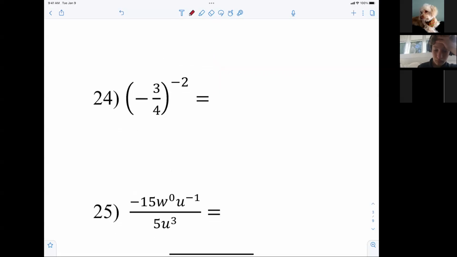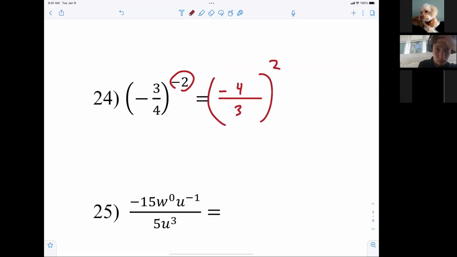Can you do 24? All right. Everything is to the -2, so you just take the reciprocal. -4 over 3 squared. Now you square, because we're squaring, it becomes positive. 16 over 9. Now, should you miss this, is there any chance you're going to miss this tomorrow? Oh, because you have a calculator.